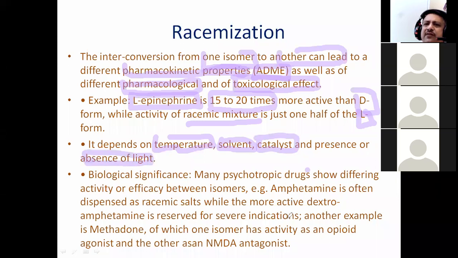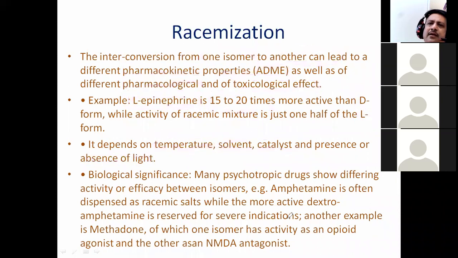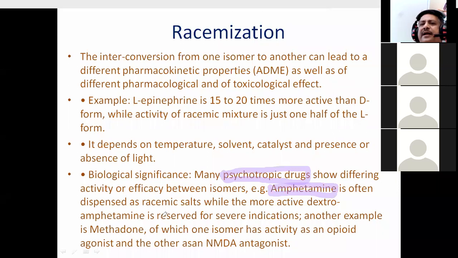Now let's try to understand the biological significance when we study racemization. Many psychotropic drugs show different activity or efficacy between the isomers. For example, amphetamine is often dispensed as a racemic salt, while the more active dextroamphetamine is reserved for severe indications. So this is what we should know.